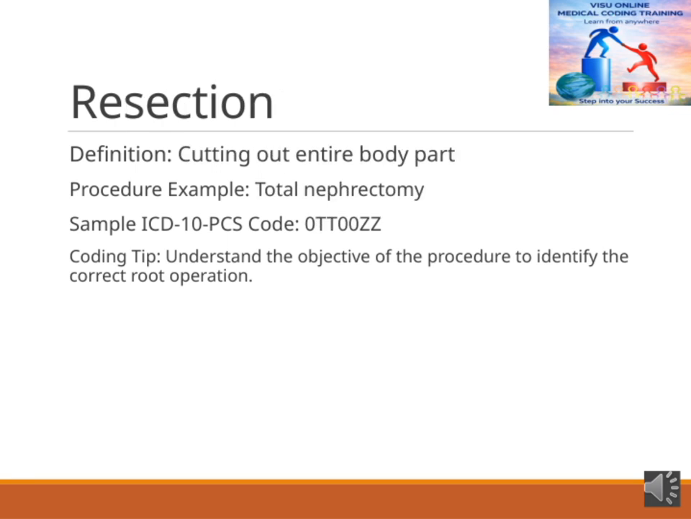Today, we're talking about the concept of resection, which involves cutting out an entire body part. An example of this procedure is a total nephrectomy, where the entire kidney is removed. When coding this type of procedure, a sample ICD-10 PCS code you might see is 0TT00ZZ. A key tip to remember is that understanding the objective of the procedure is essential for selecting the correct root operation. In this case, since we're removing a whole body part, resection is the appropriate term. Recognizing these details helps ensure accurate coding and proper documentation, which is crucial in our overall discussion of medical coding practices.